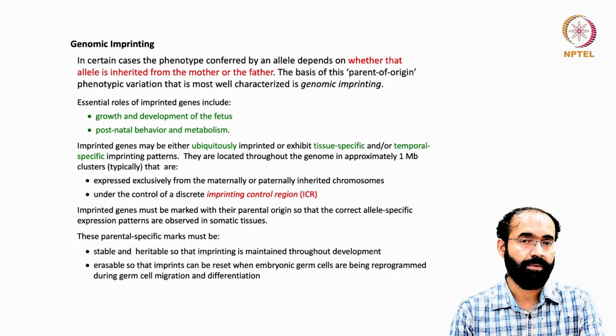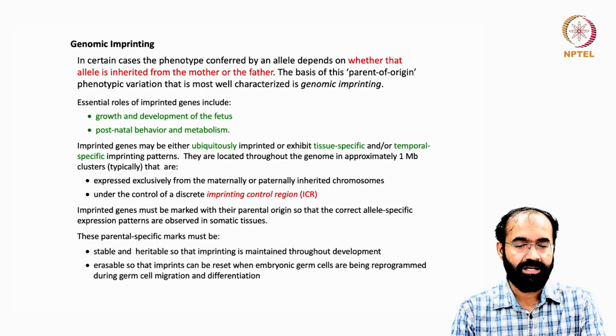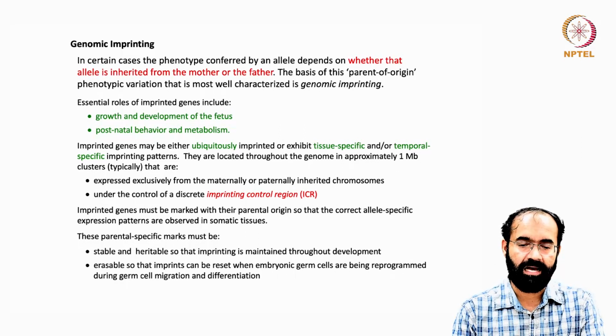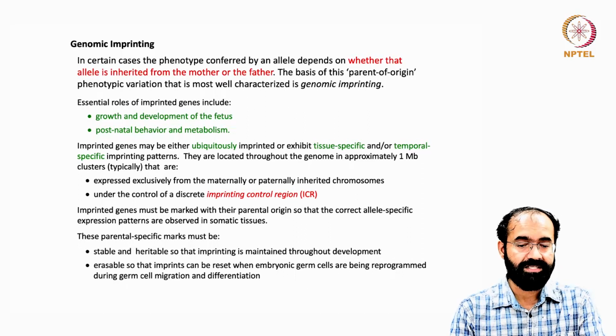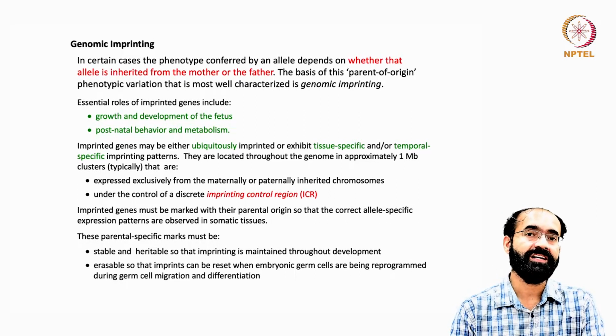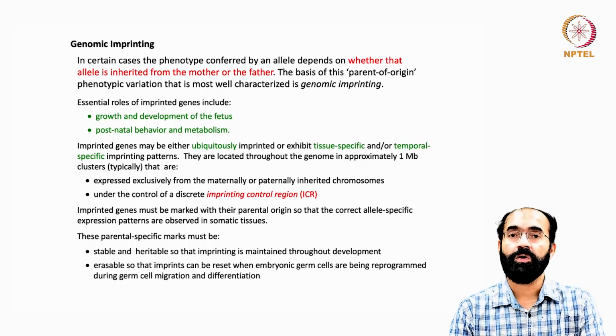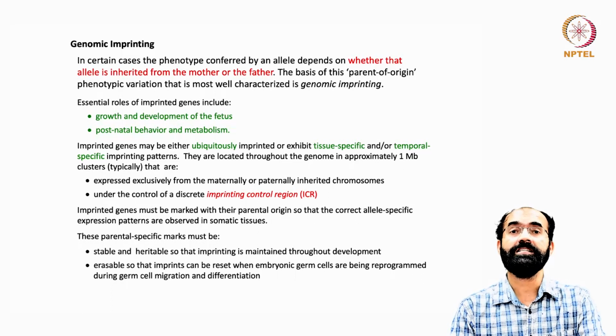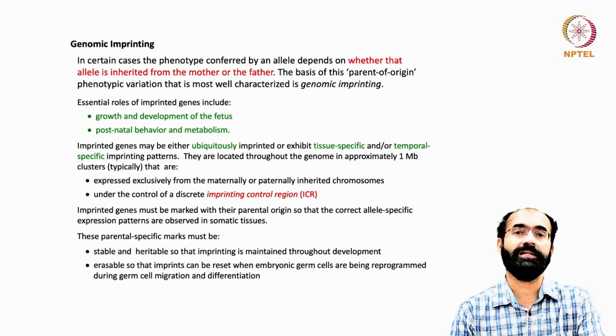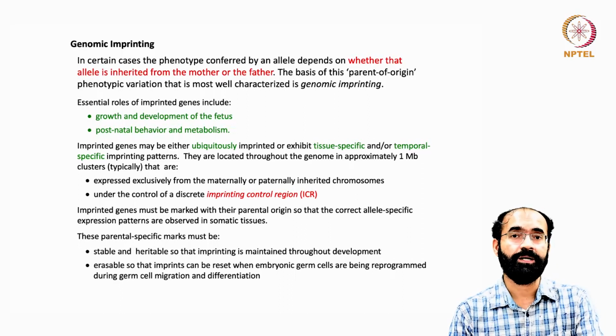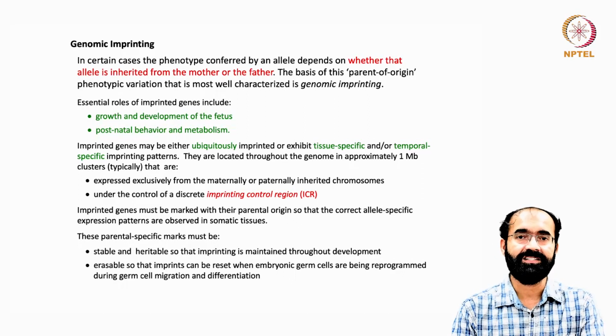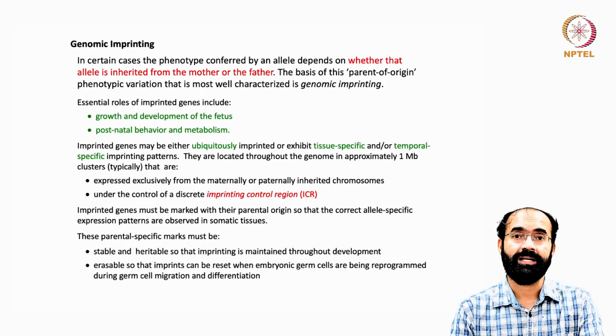So it should be stable and heritable, but it also should have another feature, erasable, so that imprints can be reset when embryonic germ cells are being reprogrammed during germ cell migration and differentiation. So this is something important. If imprinted genes remain imprinted throughout the lifespan, even during germ cell formation, like eggs in the case of females and sperm in the case of males, then many genes can be lost and the organism suffers.